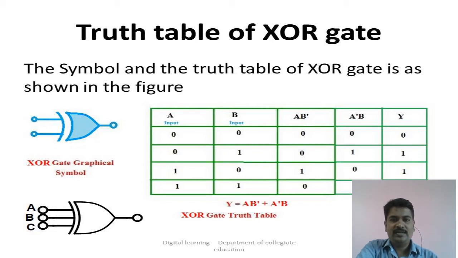So you can check it with another combination. A is 1 and B is 0. If that is the combination, A B bar is 1 here and A bar B is 0 here. Therefore, if you do the logical addition for these two, you will get 1 here. Again, it evidently proves that the output is high only when the inputs are unequal.